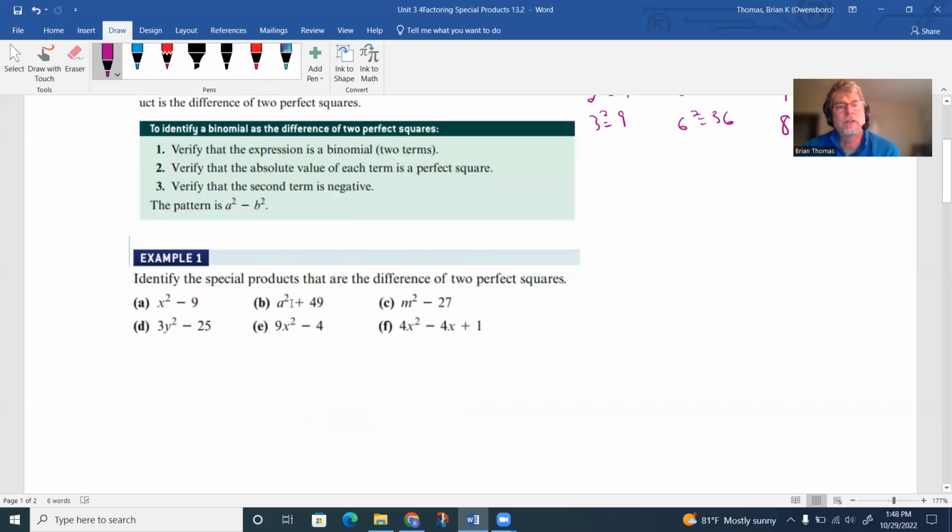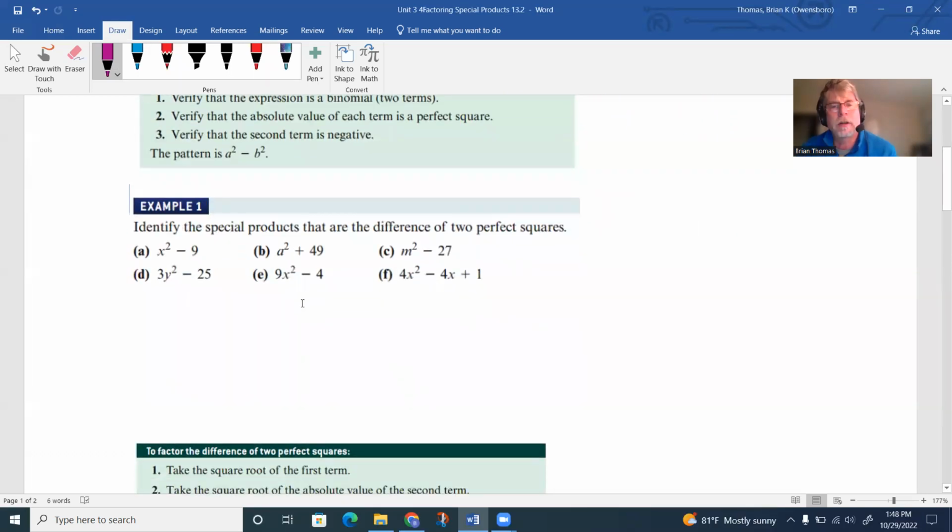If we look at these examples here, would they represent a difference of two perfect squares? Well, there are two terms, and there is a subtraction sign between them. In other words, the second term is negative. The other thing is, are they each a perfect square? Notice on A, x is a perfect square because x squared has a power of 2. That power of 2 is kind of a giveaway. That 9 can be written as a power of 2 as well, as 3 squared. So it does check. A would be a difference of squares.